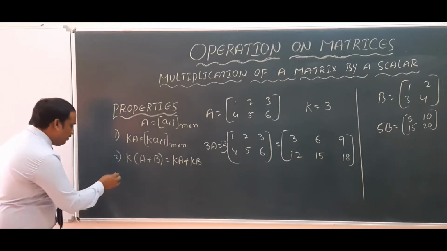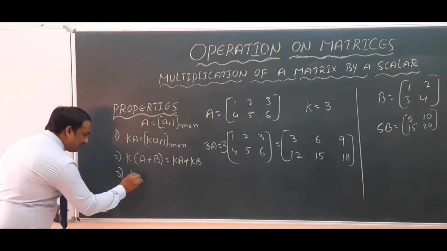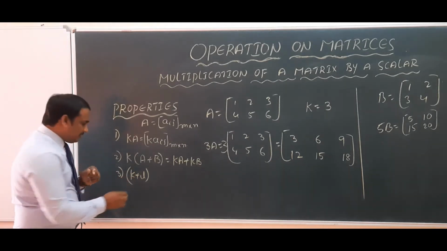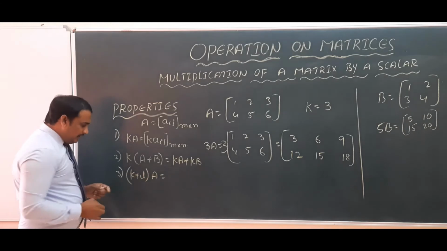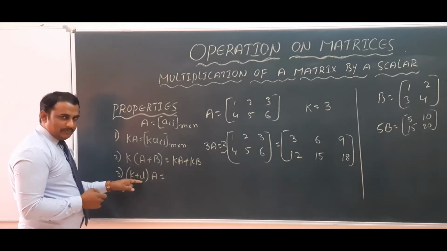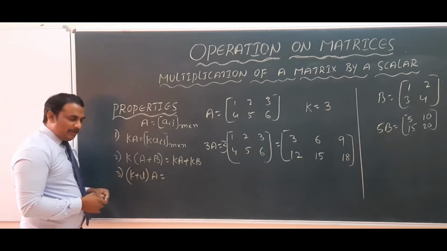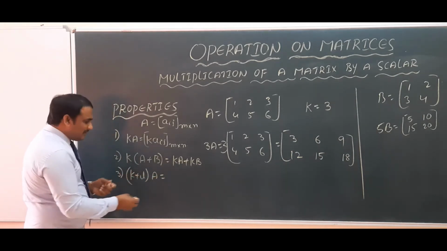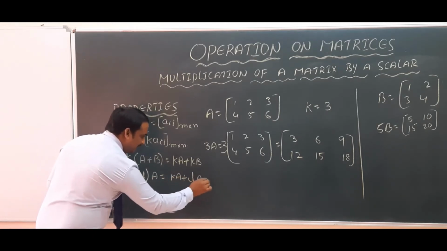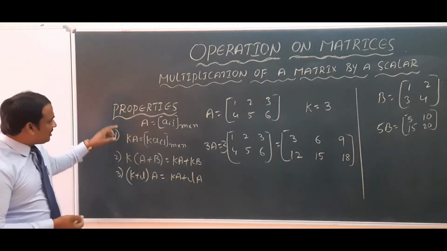Third one is here (K plus L)A. K and L both are scalars, and A is a matrix. Suppose I am taking K as 2 and L as 3. 2 plus 3 is 5, a scalar, multiplied into the A matrix. You will get the same answer. Otherwise you can write KA plus LA. You will get the same.